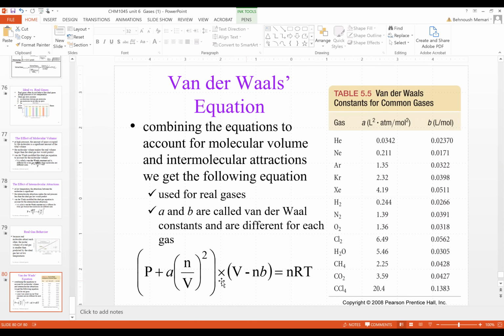Just know that there is some deviation for the pressure and for the volume when the gas is not an ideal gas. When the gas is not ideal, there is some deviation based on the constants, provided by the table for the van der Waals constants. Okay, that concludes the chapter.